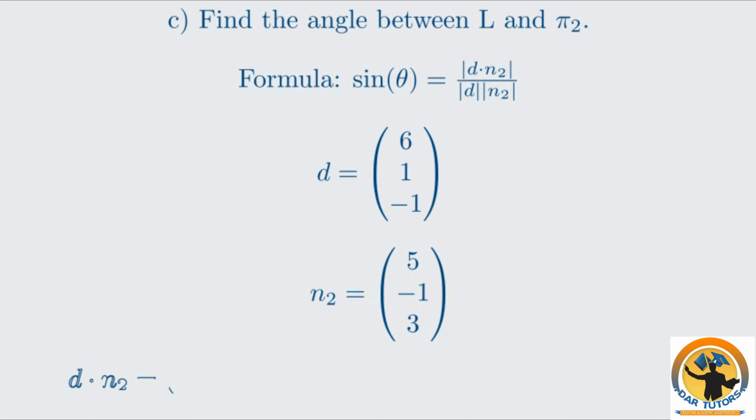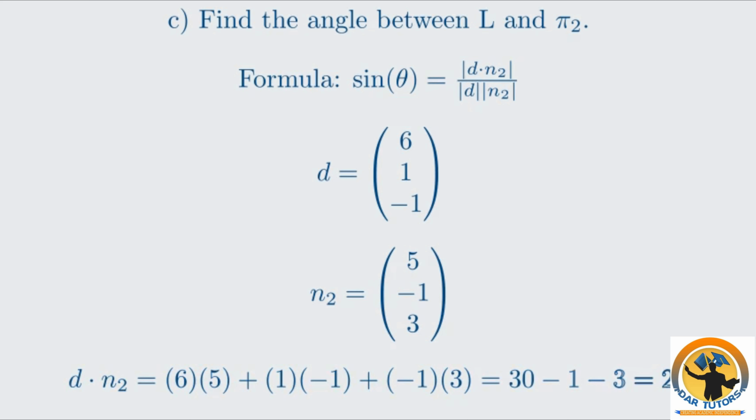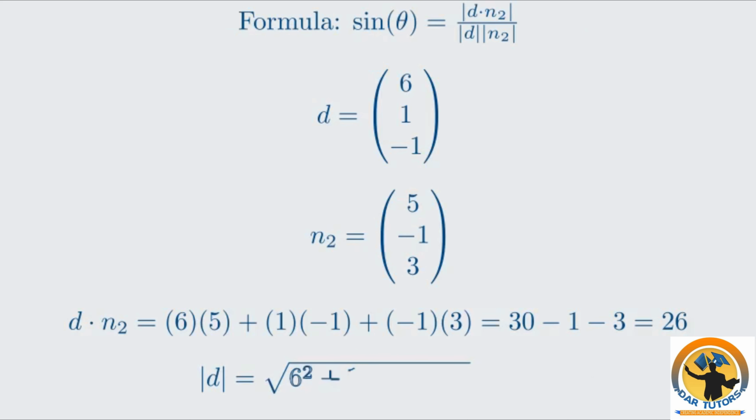First, let's calculate the dot product. d dot n2 equals 6 times 5 plus 1 times minus 1 plus minus 1 times 3, which is 30 minus 1 minus 3, or 26. Next, we find the magnitudes.